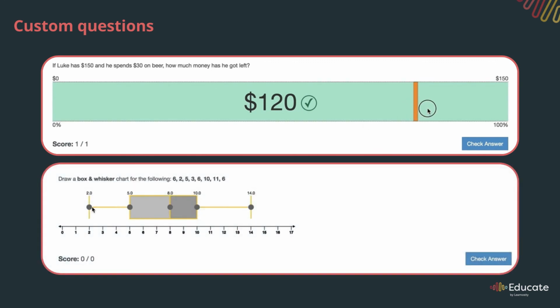This one here is done very easily using jQuery. It's like 100 lines of code max, a few lines of CSS, and you can see the scoring here, and also the score on the left. Another more advanced one is a box and whisker. We don't offer that out of the box, but with a few hundred lines of code and using a library called D3, we can have a very nice and interactive question type.